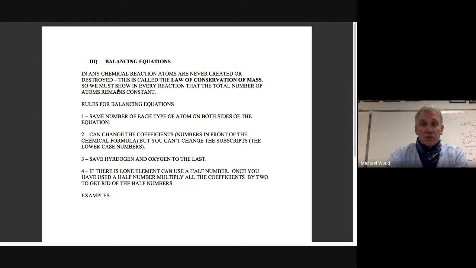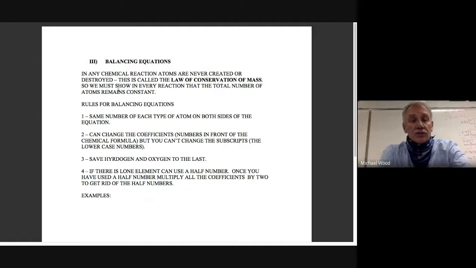Just a little tip, I always save hydrogen and oxygen for last. And if there is a lone element, I can use a half number. I always hesitate to use that, but it can be really helpful. And then once you use a half number, you have to multiply all the coefficients to get rid of it.